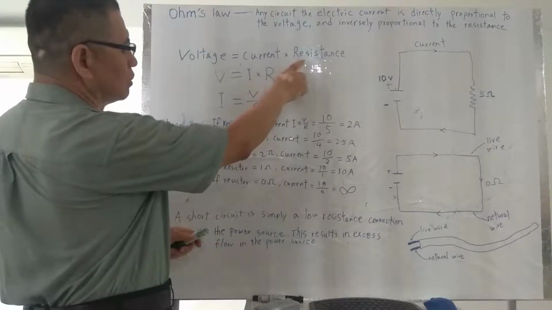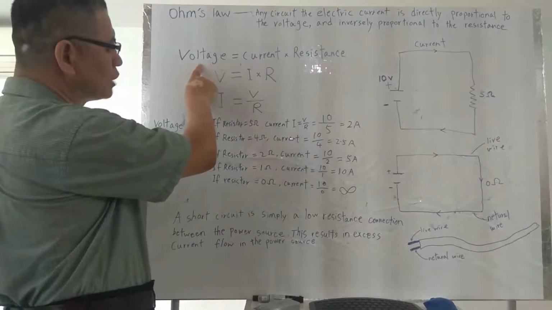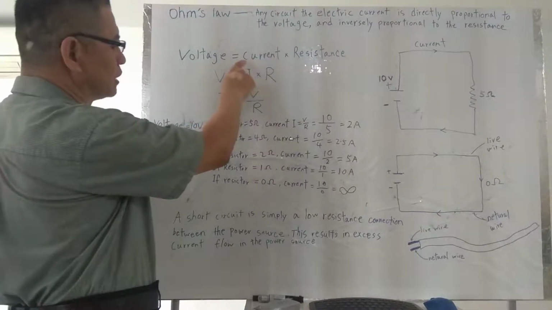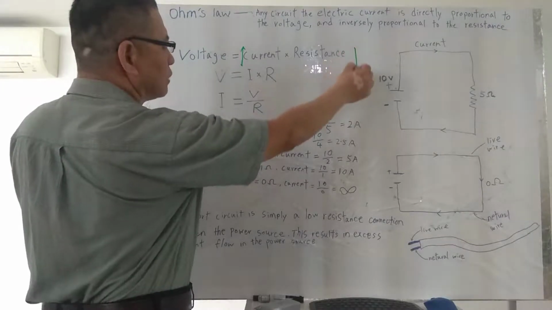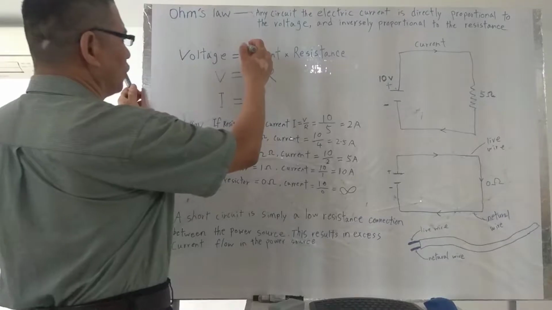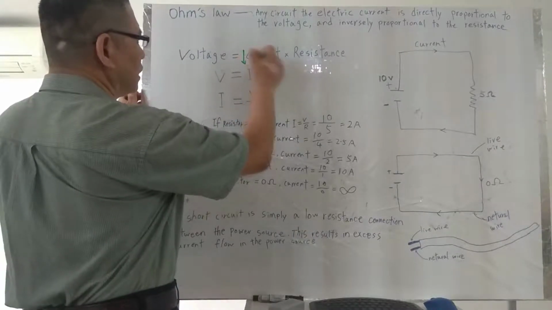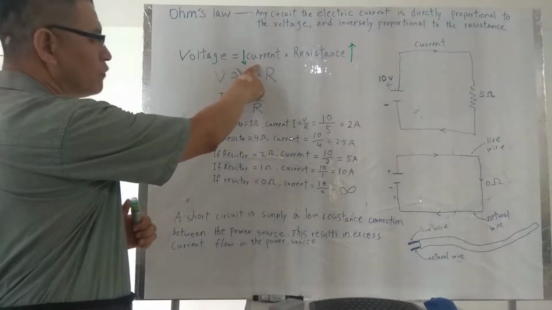How about the relationship between resistance and current? Assume the voltage is fixed. If the current is increased, the resistance will decrease. On the contrary, if the current is decreased, then the resistance will be increased. This is called inversely proportional.